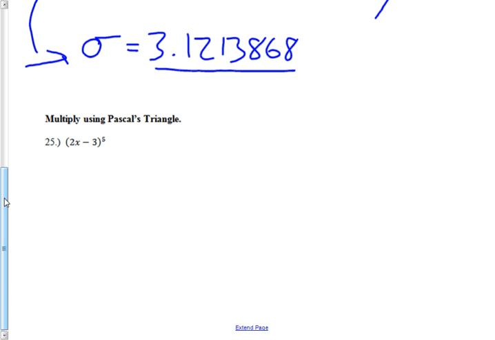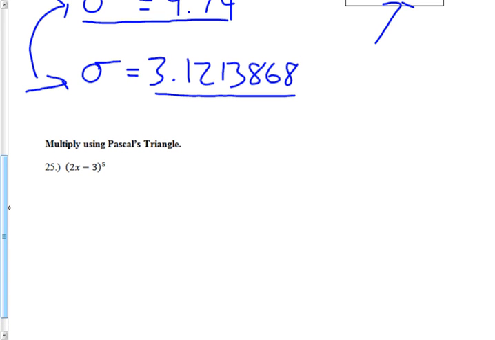If I take a look at this last one, I want to use Pascal's triangle in order to do the multiplication that I have here. And this is my binomial expansion. So the first thing I need is Pascal's triangle, which remember starts with a 1 at the top.